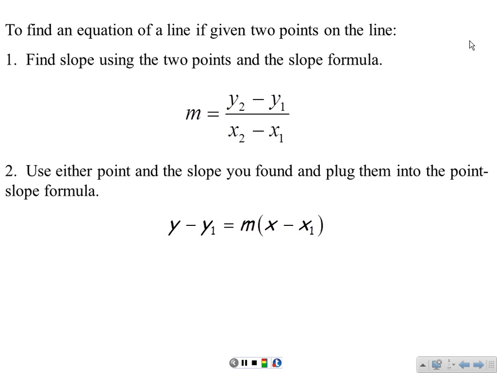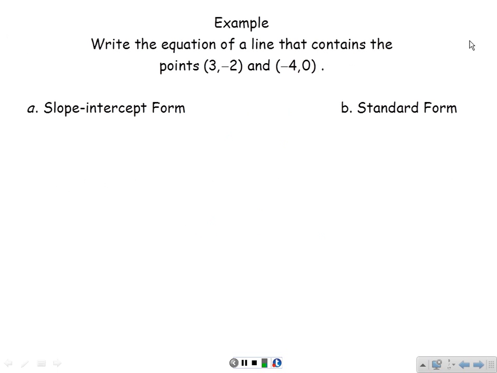Okay, so to find an equation of a line if given 2 points on the line. Remember I told you in order to write an equation you must know 2 things. You've got to know slope and you've got to know a point. So if you're given 2 points, the first thing you're going to do is find slope using that slope formula that we did in the previous section. And then you're going to take that slope and either one of your points and plug it into point slope. So let's try this. Write the equation of the line that contains these 2 points.